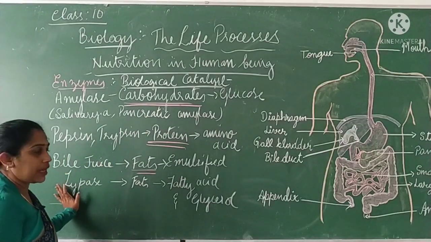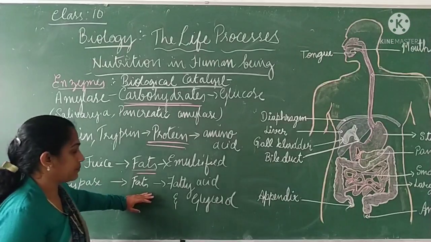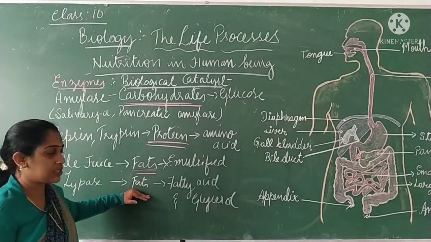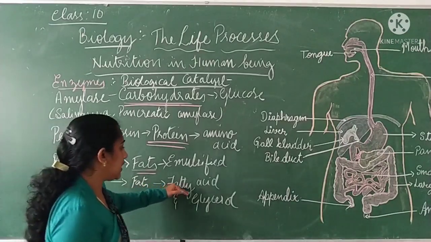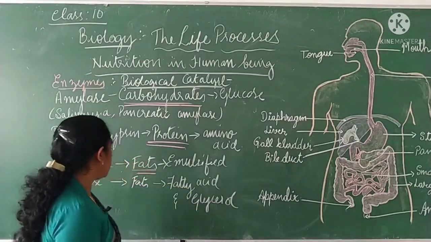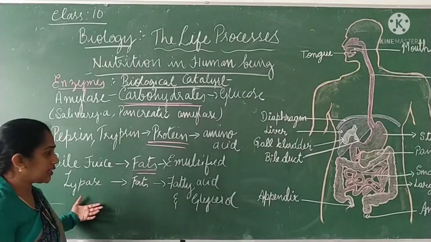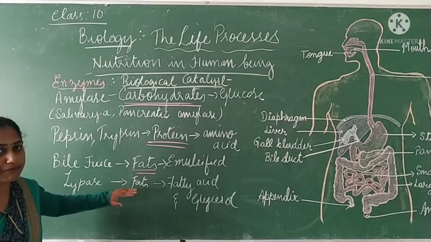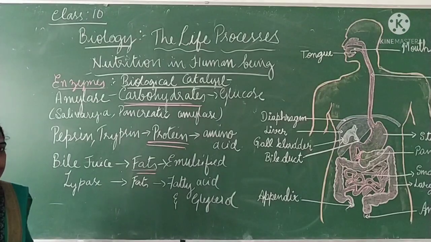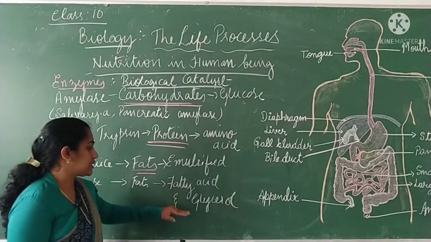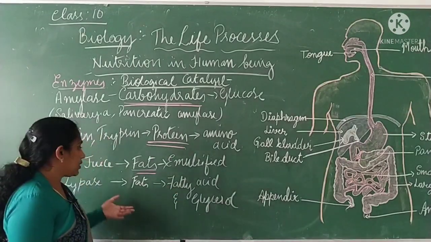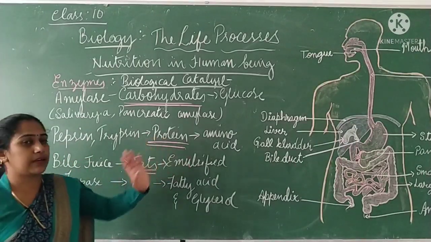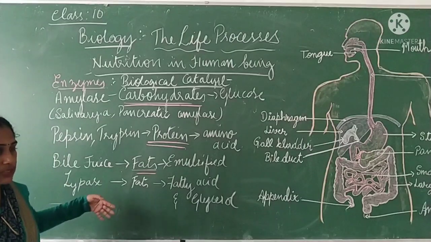Lipase is another enzyme which acts upon fat. Fat is finally broken down into the simplest forms, fatty acid and glycerol. So the enzyme acting on fat is lipase. Lipase acts on fat, and fat is broken down to its simplest form, fatty acid and glycerol. Lipase is produced in the pancreas itself.